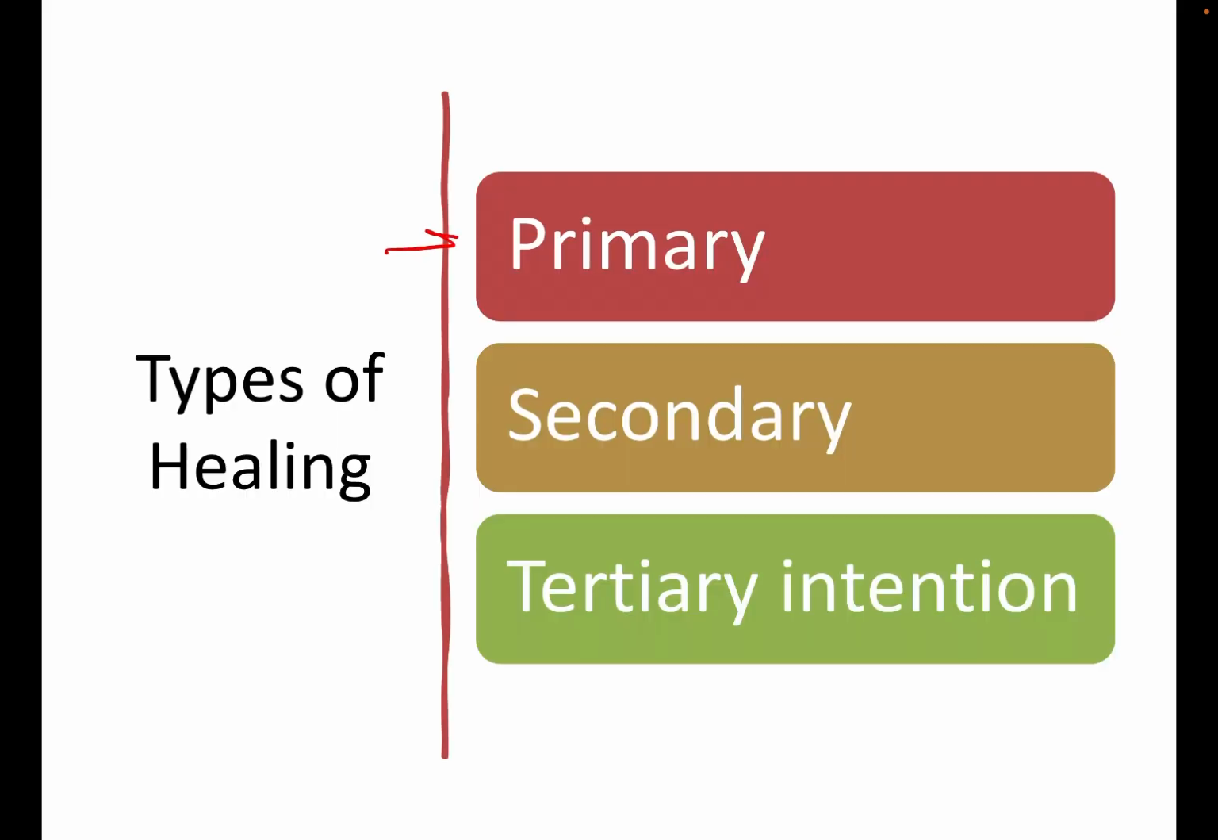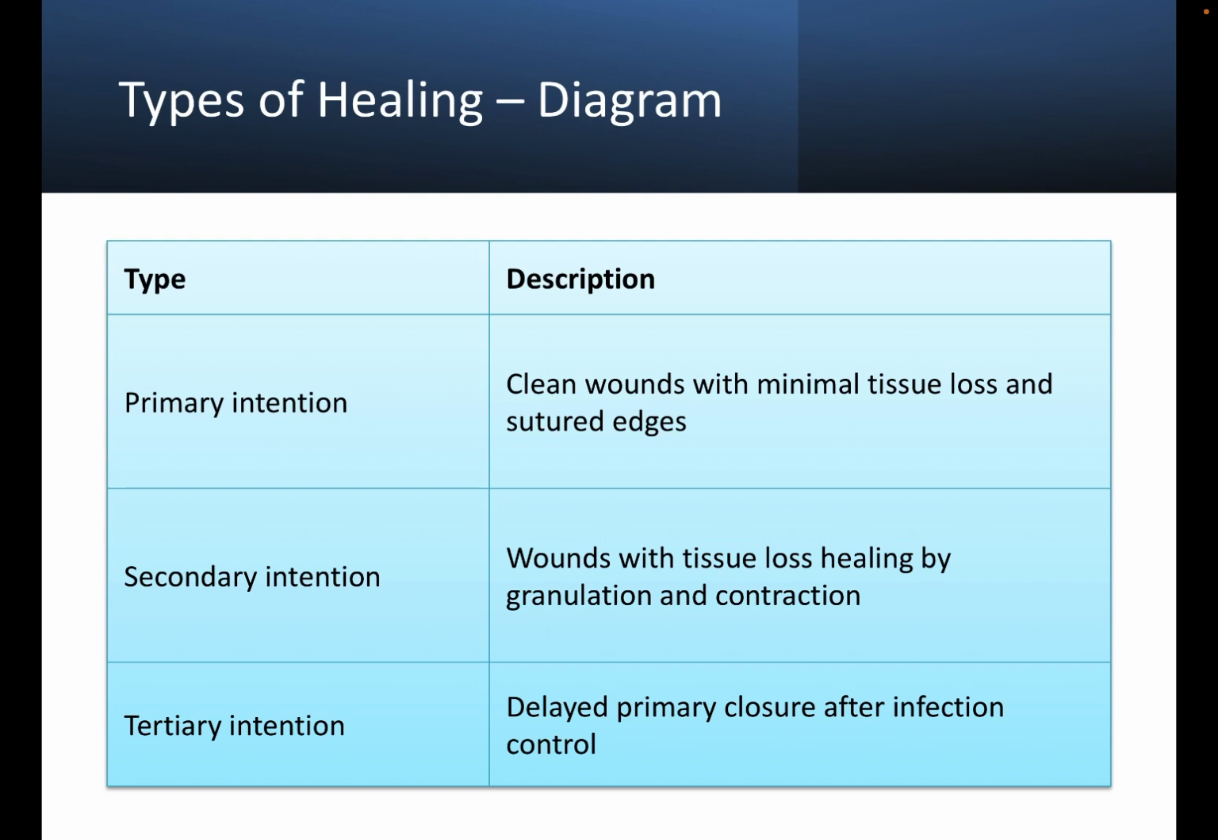So the types of healing can be primary, secondary and tertiary intention. Primary intention: clean wounds with minimal tissue loss and sutured edges. Secondary intention: wounds with tissue loss healing by granulation and contraction. Tertiary: there will be delayed primary closure after infection control.